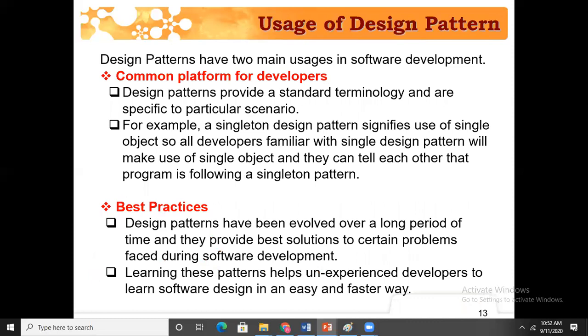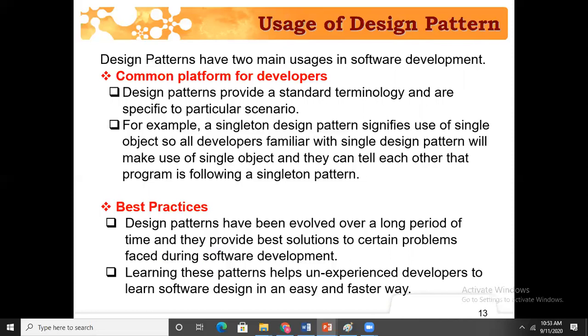So what is the usage of these design patterns? Design patterns have two main usages in software development. The first usage is a common platform for developers. Design patterns provide standard terminology specific to particular scenarios. For example, the singleton design pattern signifies the use of a single object. All developers familiar with the singleton pattern will use a single object, and they can tell each other that the program is following this pattern.